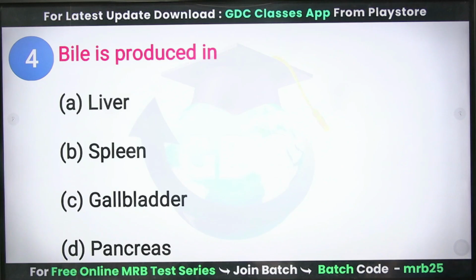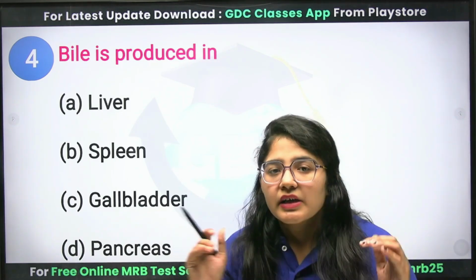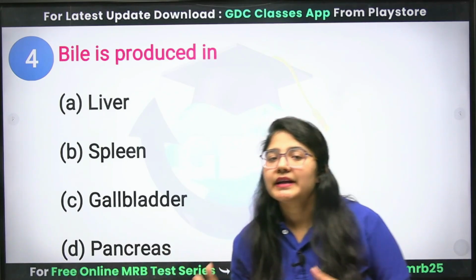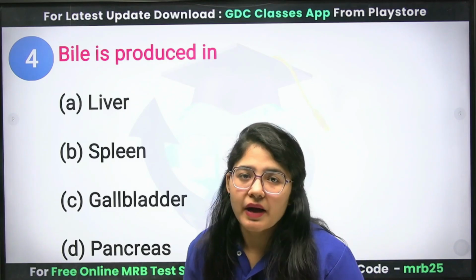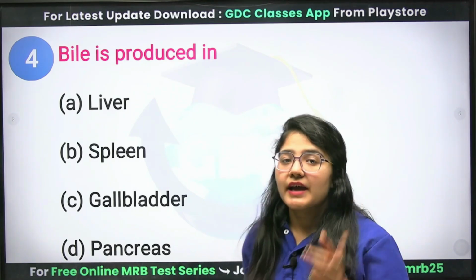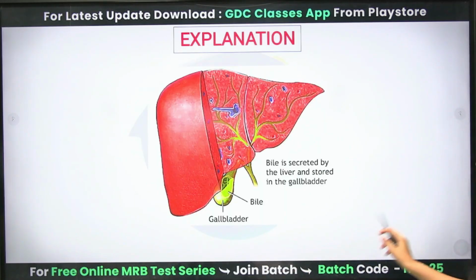Next question. Bile is produced in... The production of bile takes place in your liver. The storage of bile is the responsibility of your gallbladder, and the bile is used by your small intestine for digesting your fats. Clear?